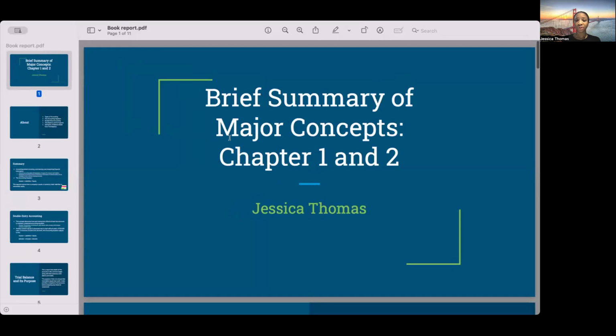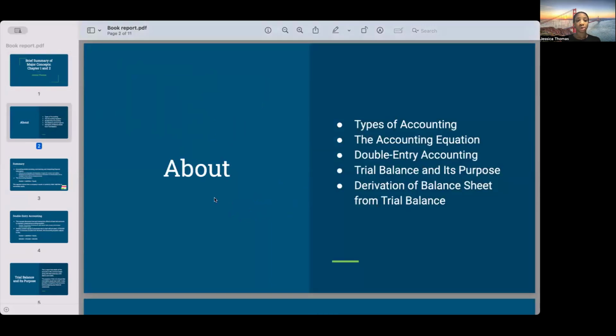So we're going to do a brief summary of the major concepts from chapter 1 and chapter 2 of the textbook. A quick contents: we're going to talk about types of accounting, the accounting equation, double entry accounting, trial balance and its purpose, and how to derive a balance sheet from a trial balance.